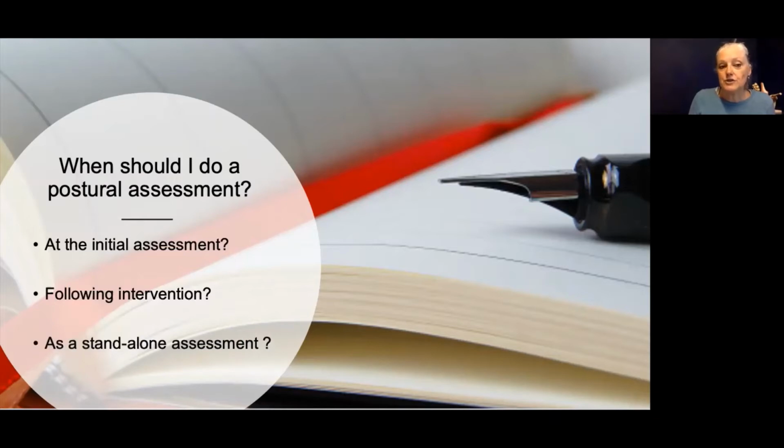But of course, you could do it as a standalone assessment, and I've actually done an awful lot of these, and I'll tell you how that came about. I worked for a company, it was a corporate gymnasium, and I worked in the gymnasium. I was a fitness instructor for many years before I was a massage therapist and before I was a physio.